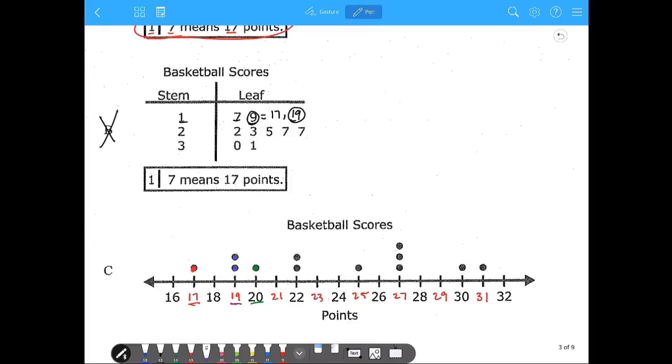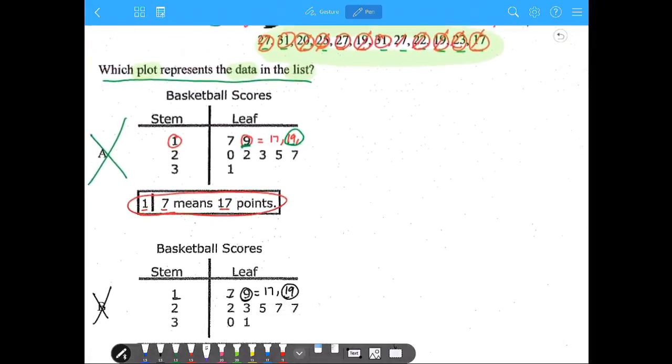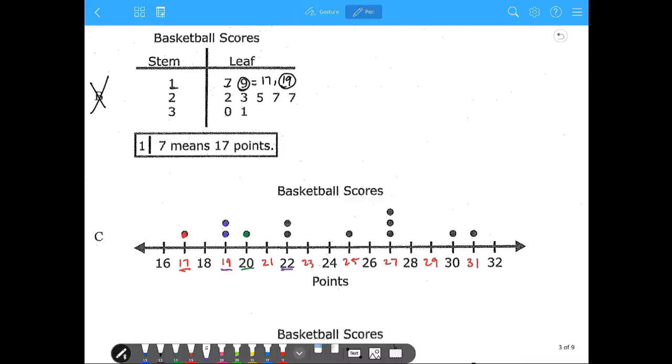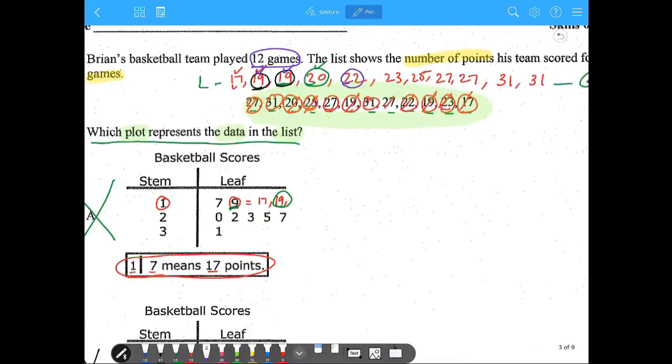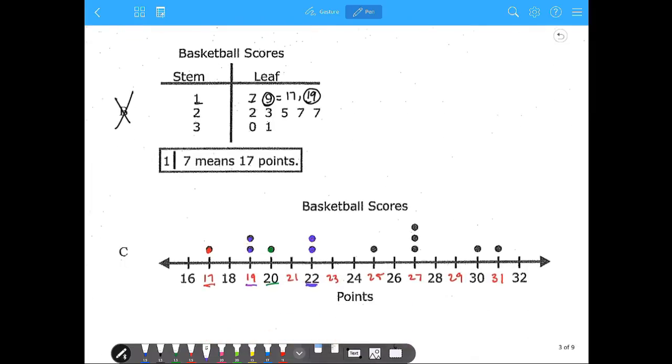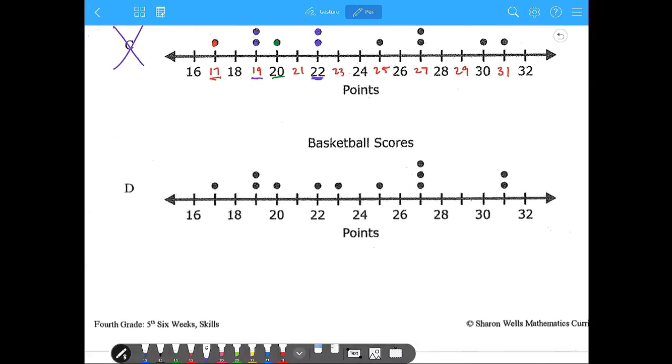So there was no 21 points. Let me see. There's no 21. Nope. Here it says they scored 22 points 2 times. Let me check. There's 22, but it only showed up 1 time. So it is not letter C. Let's see how come it's letter D. And again, do the same thing like we just did the last time. Fill in your blanks. 17, this one's 19. It's pretty much all the odd numbers that they didn't fill in.